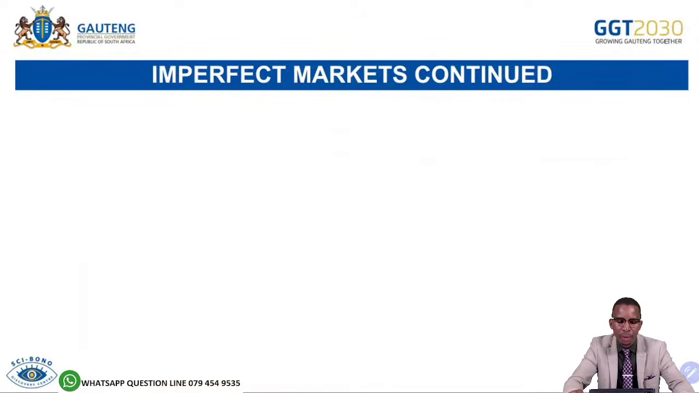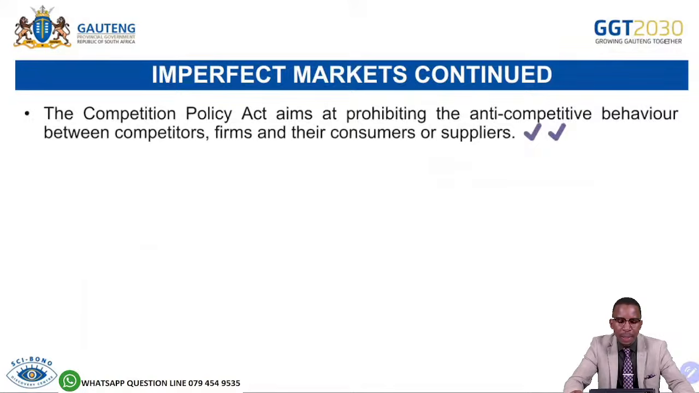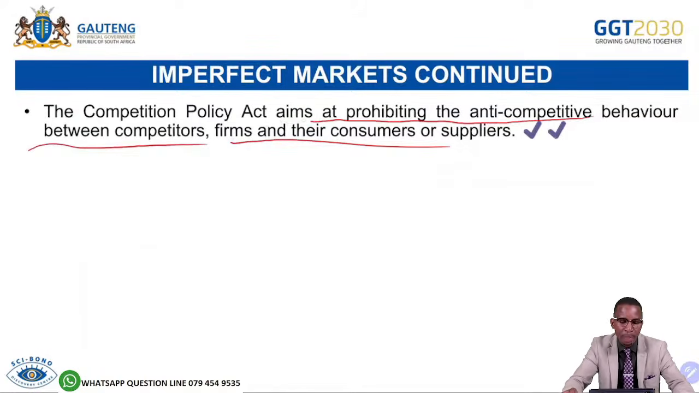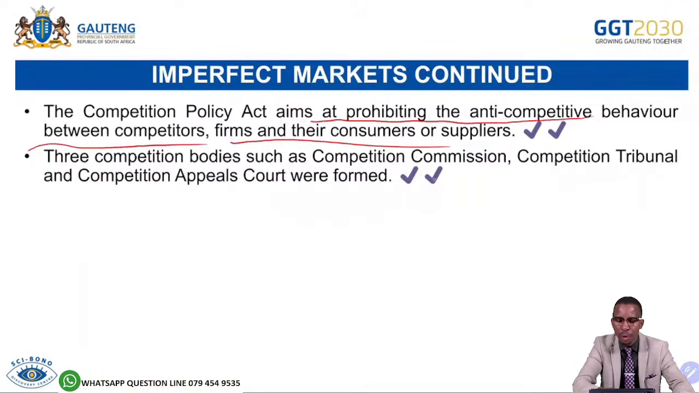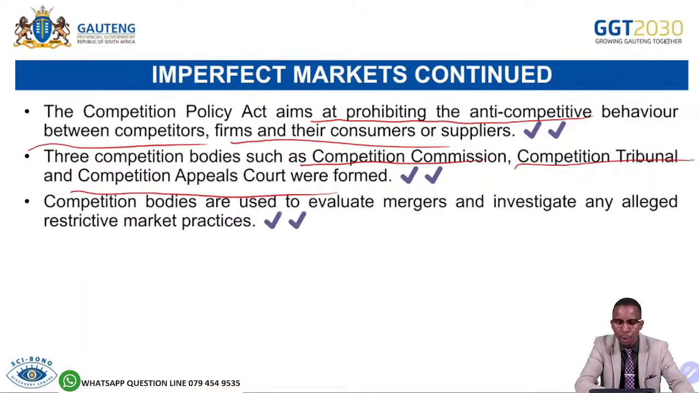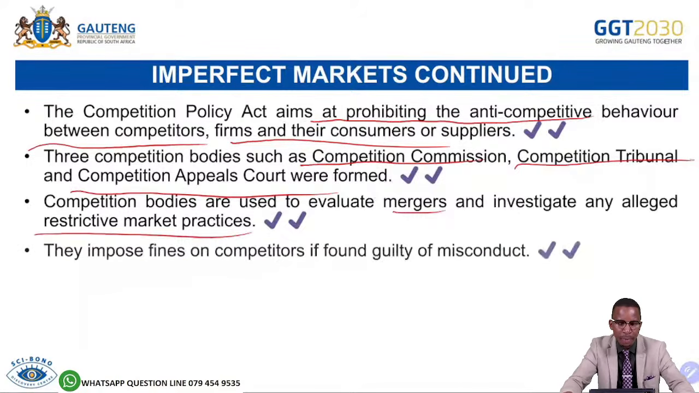We continue. The Competition Policy Act aims to prohibit anti-competitive behavior between competitors, firms and their consumers or suppliers. Then the three competition bodies were formed, which include the Competition Commission, the Competition Tribunal, as well as the Competition Appeal Court, to ensure that healthy and fair competition exists in South Africa. Competition bodies are used to evaluate measures and investigate any alleged restrictive practice or illegal takeovers in the economy. They impose fines on competitors if found guilty of misconduct.